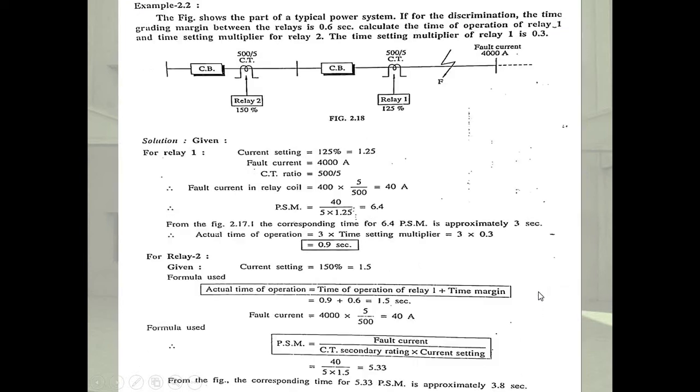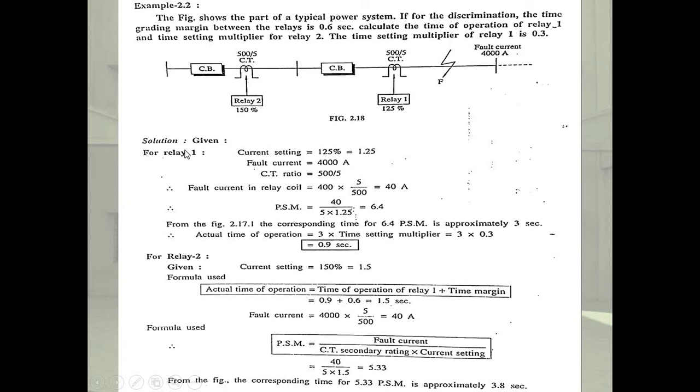Next, the second example. The figure shows part of a typical power system. For discrimination, the time grading margin between the relays is 0.6 seconds. Calculate the time of operation of relay 1 and the time setting multiplier for relay 2. This is relay 1 and this is relay 2. The time setting multiplier of relay 1 is 0.3. Here relay 1 time is unknown, and TSM equals 0.3. For relay 2, TSM is unknown.